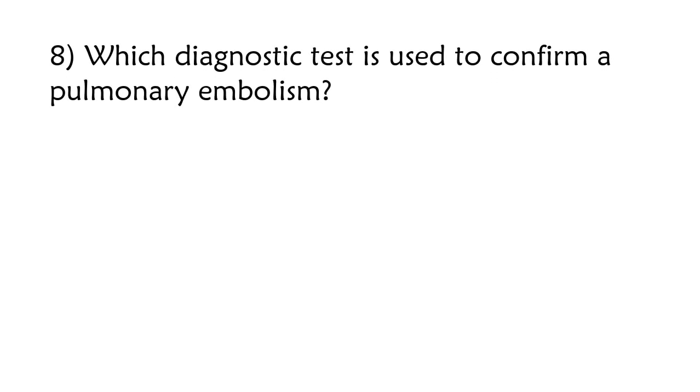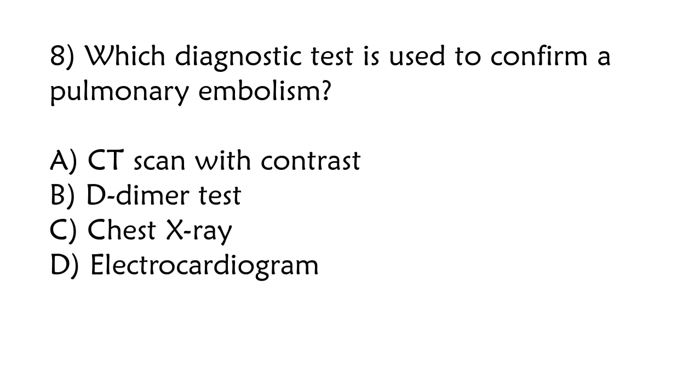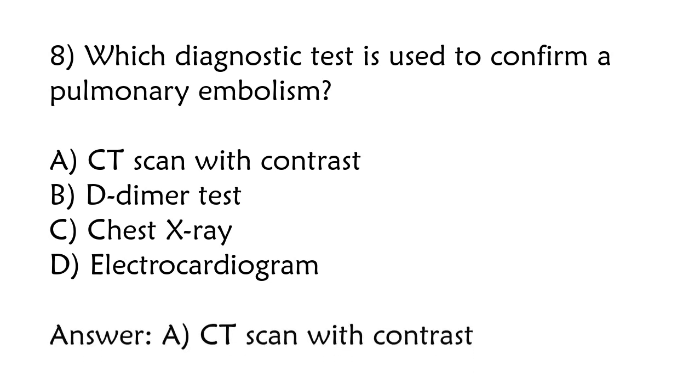Which diagnostic test is used to confirm a pulmonary embolism? CT scan with contrast, D-dimer test, chest X-ray, electrocardiogram. Correct answer is option A, CT scan with contrast.